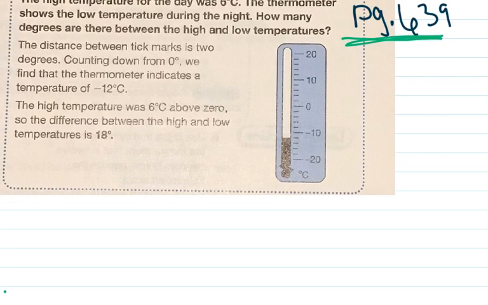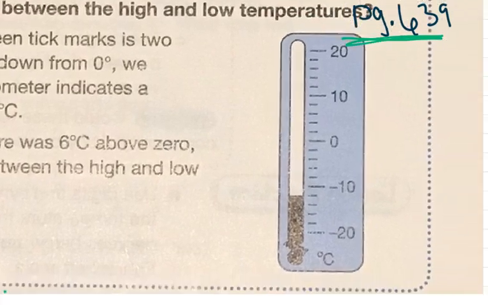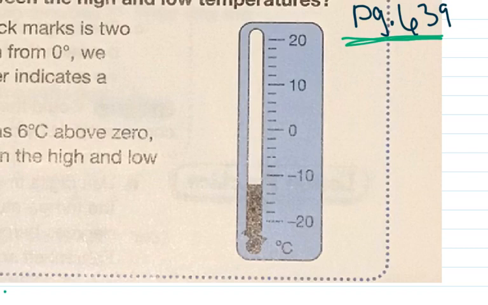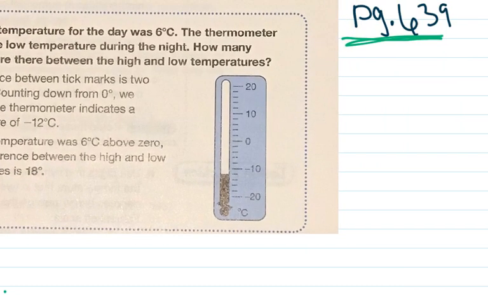specifically that, let's read it together. The distance between the tick marks is 2 degrees. So, I'm going to zoom all the way into this thermometer. That way we can read it together. So, we know that the high temperature was 6 degrees Celsius for the day. So, I'm going to write it over here, 6 degrees Celsius.